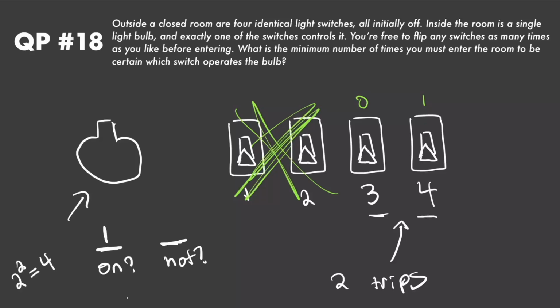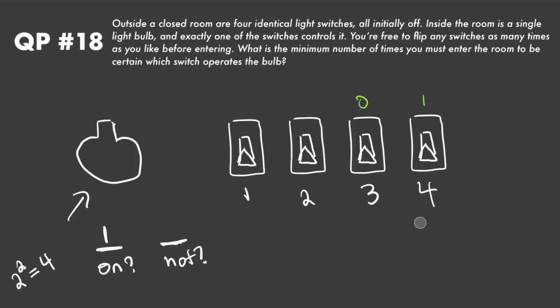I have 4 different states in 2 bits. Therefore now, since I have 4 switches, I should be able to come up with a strategy such that it only takes me 1 trip to find the switch. Now, how would I actually come up with the strategy? Well, there's a pretty simple process to doing so.